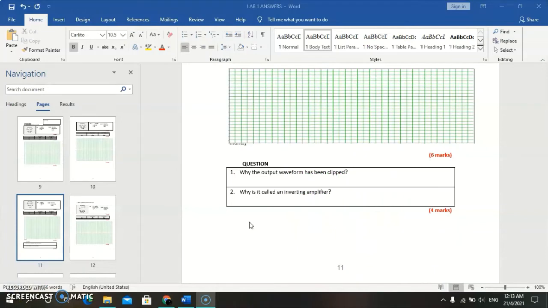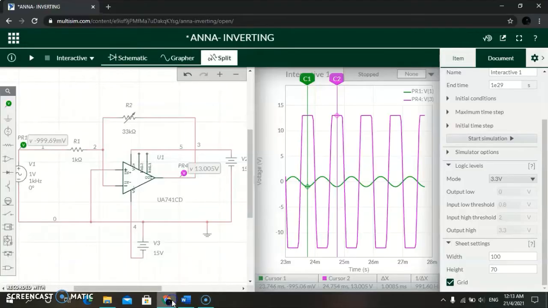Second question: why is it called an inverting amplifier? It's called an inverting amplifier because in the circuit we apply a negative voltage, and we get a negative voltage wave, but the output will be in positive phase, so it is inverted from negative to positive.